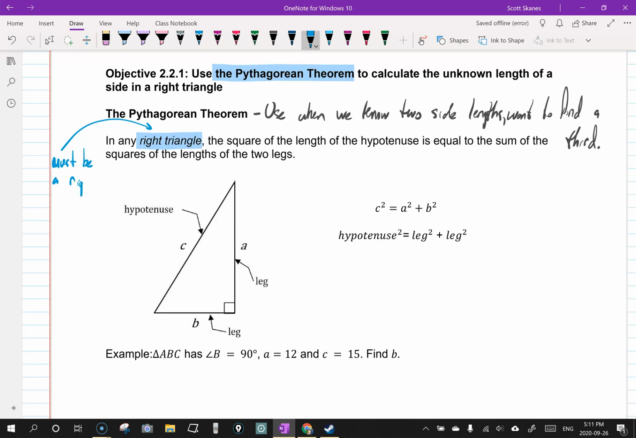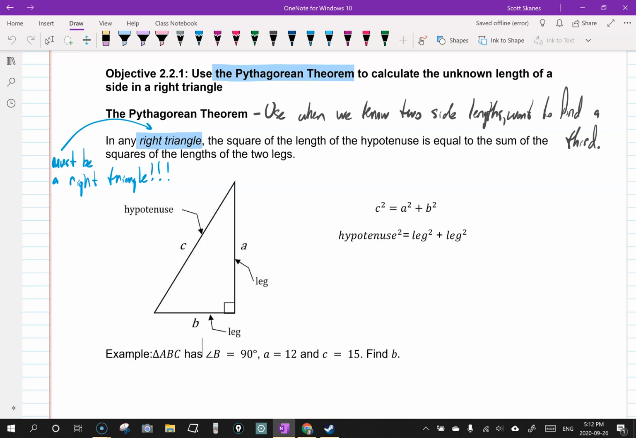You cannot use Pythagorean Theorem unless you have a right triangle. If it's any other angle, if you don't see a right angle somewhere, you are not allowed to use Pythagoras, okay? Rewind this video if you need to listen to me say that again. It's so important. It must be a right angle. But as long as we have a right angle, it works really well.